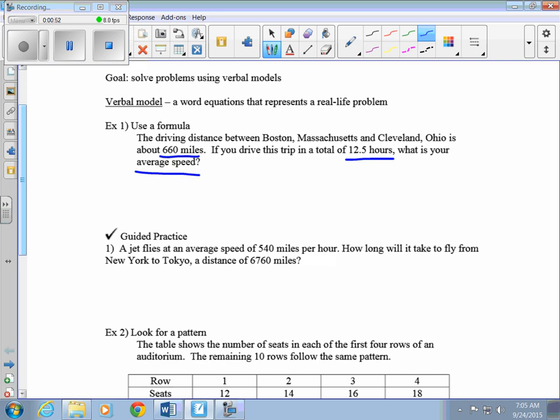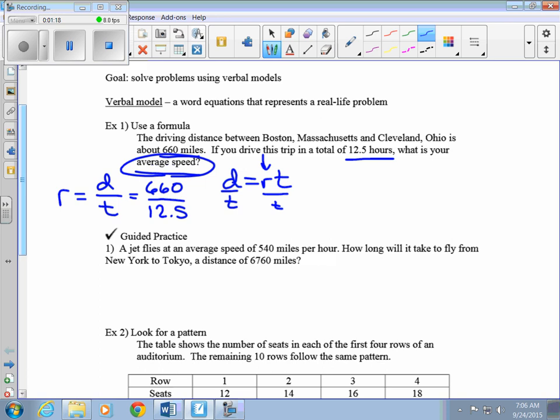So we know that we're going to use the equation D equals RT. And we're solving for the average speed, so we're going to solve for R, which means R is going to equal D divided by T. And now we just have to plug our numbers in. Well, it's 660 miles, takes us 12.5 hours. 660 divided by 12.5 is 52.5.